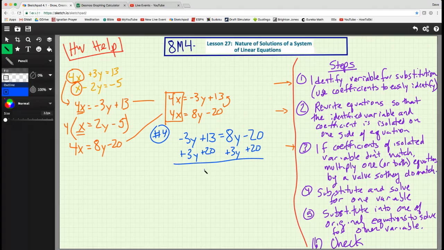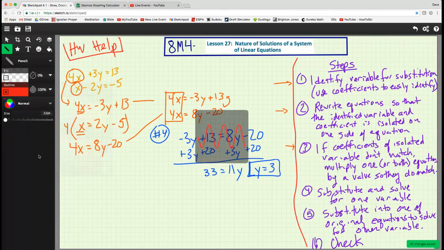So this is 33 equals 11y. So y equals 3. Now I'm going to go back to my original equation. So that was right. I'll use this one for step 4, and I'm going to do my substitution. And I'm using y equals 3.